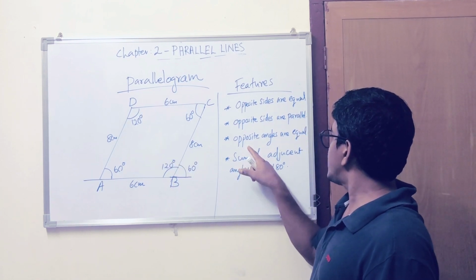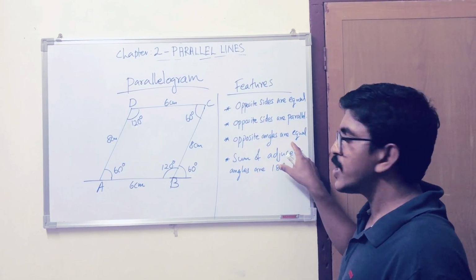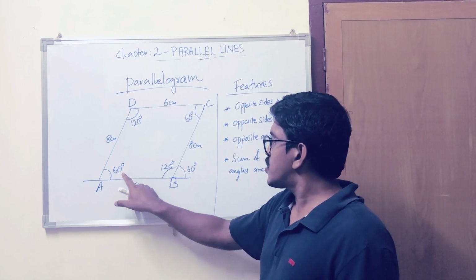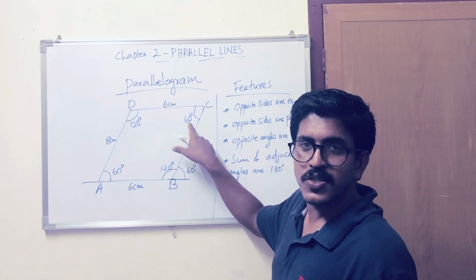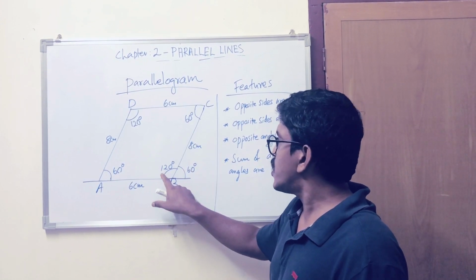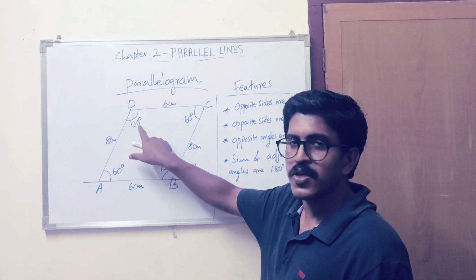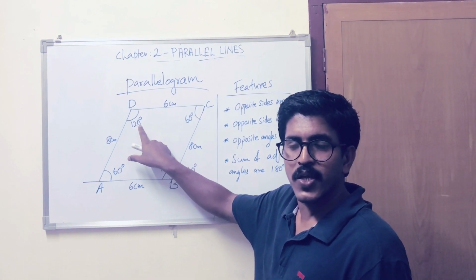Now we can look at another feature, that is, opposite angles are equal. You can see here it is 60 degrees, just opposite here also it is 60 degrees. Here it is 120, just opposite here also it is 120. That means opposite angles are equal.